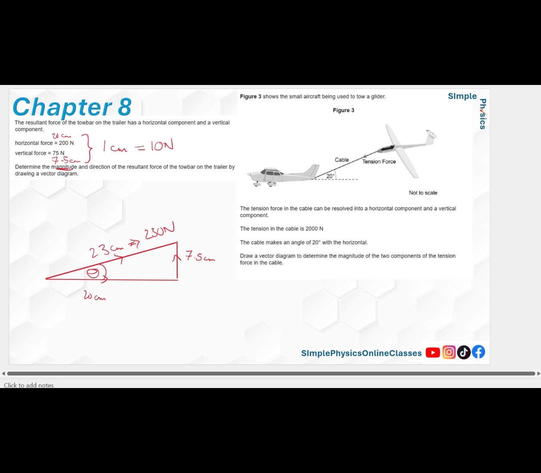Now, what's the opposite of this is when they give you the resultant and they ask you to work out the horizontal and vertical vectors. Okay, so every vector can be resolved into a horizontal and a vertical component. So tension force in the cable can be resolved horizontally and vertically. Tension in the cable is 2000. Cable makes an angle of 20 degrees to the horizontal. Draw a vector diagram. So basically, they're giving you the hypotenuse, which you have to draw to scale accurately. And then from that, you've got to work out the horizontal and the vertical components. There's going to be a bit of leeway. Okay, it's not going to be perfect because they normally don't give you lined paper. They just give you this sort of plain paper.